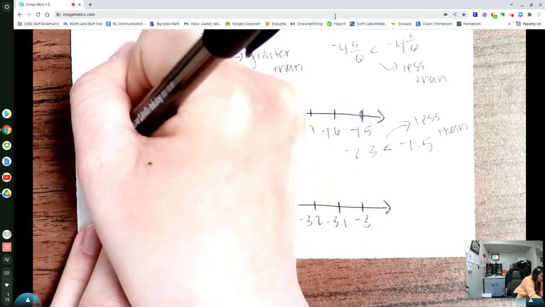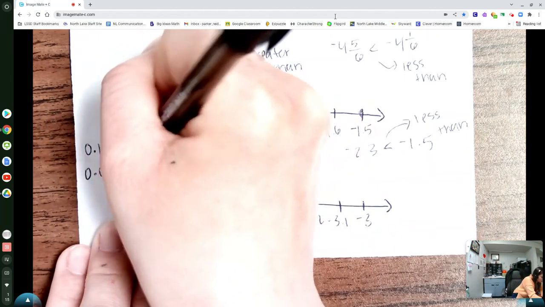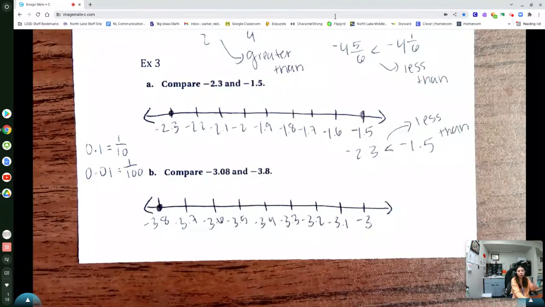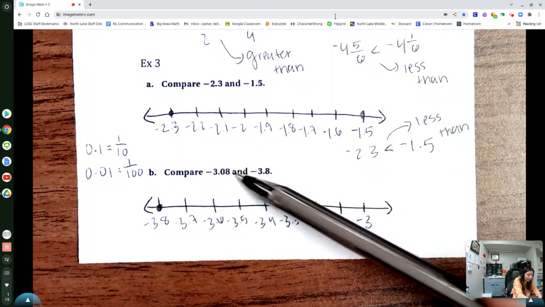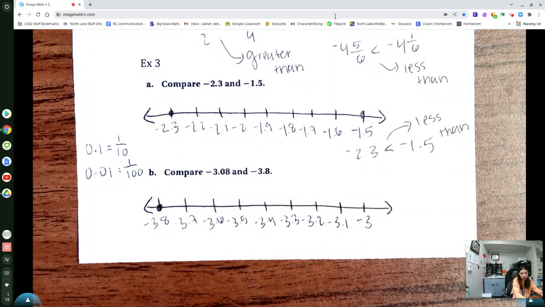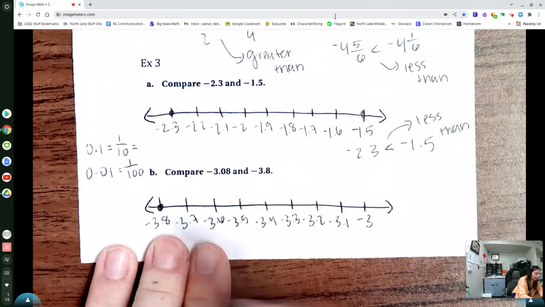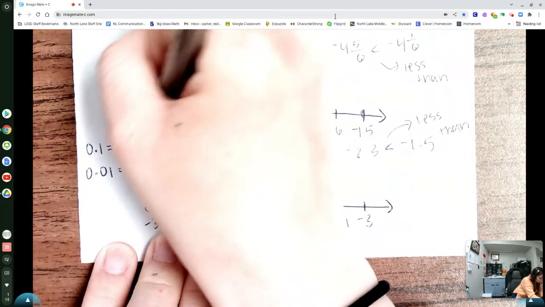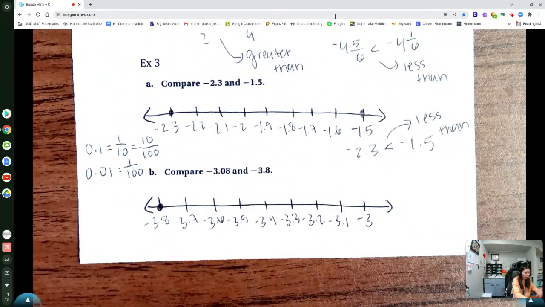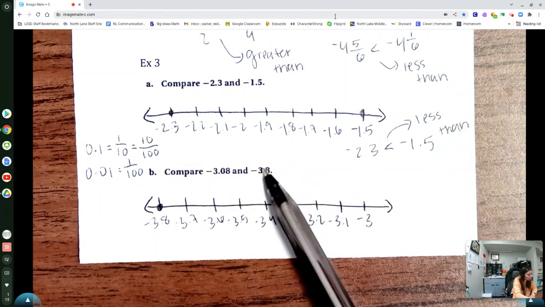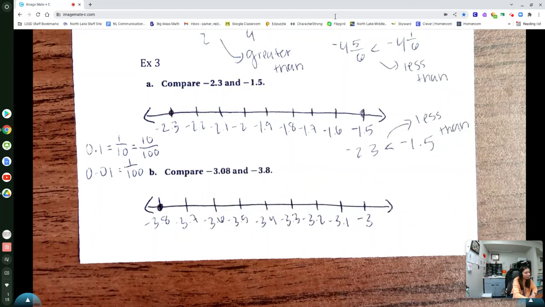If I have 0.01, that is 1/100th. 0.01 is 1/100th, 0.02 is 2/100ths, 0.08 is 8/100ths, so on and so forth. Let's also keep in mind, if I have 1/10, how many hundredths is that? That would be 10/100ths. So not only is 0.1 representing 1/10, it can also represent 10/100ths. Not only is 0.8 representing 8/10ths, it can also represent 80/100ths.